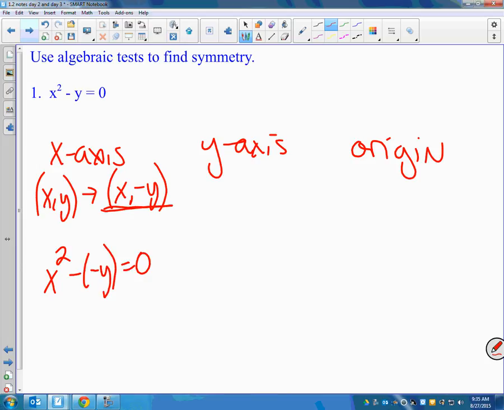if it were symmetric with the x-axis, then what I end with should be what I started with. If they don't look the same, then it's not symmetric with that. And again, I understand you're going to be able to do that in your head. You're going to be able to say, well, negative y is going to change the sign of y, so I know it's not the x-axis. But I just want to show you where it's coming from right now. So I'm going to say no.